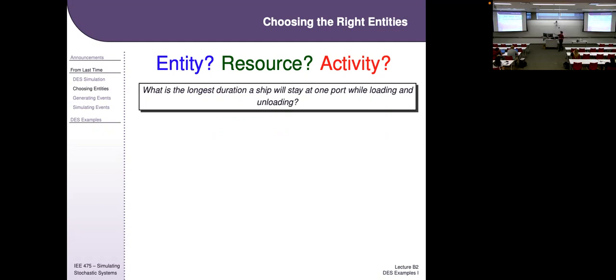Ships are entities because they're the ones waiting. We want to analyze ships. We want to aggregate over ships. So yeah, ships are entities. What are resources? Docks, where the ships have to go. That's good. And then the activity of using those resources.